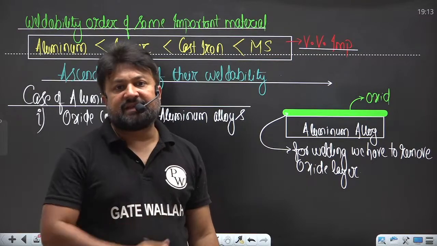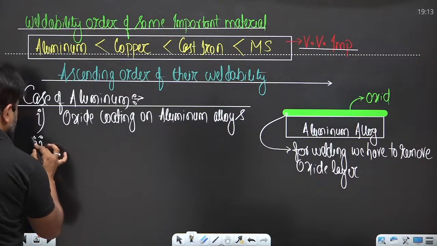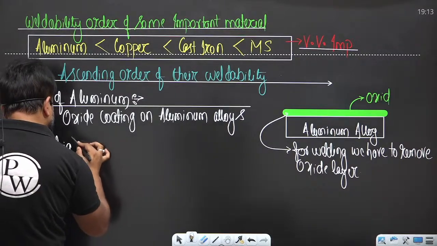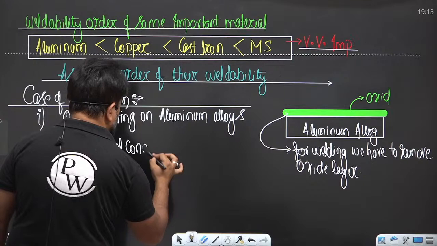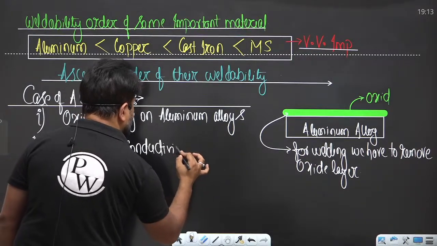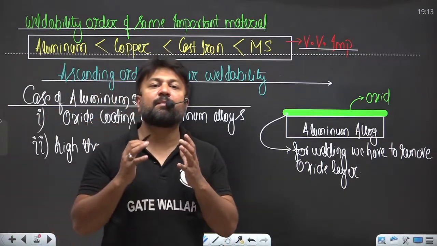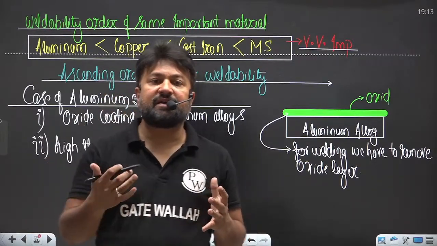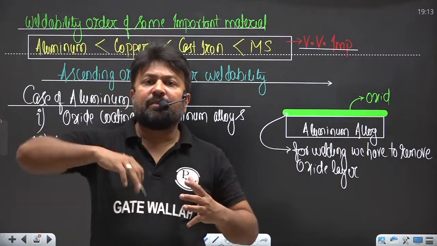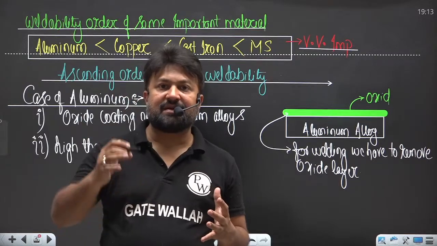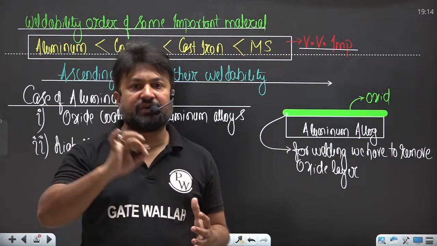Okay. The next point is high thermal conductivity. My dear, what is going to happen if the thermal conductivity is high? Aluminum viscosity decreases at high temperature, and the shape of the weld pool is not going to be maintained. Right? The shape of the weld pool is not going to be maintained.